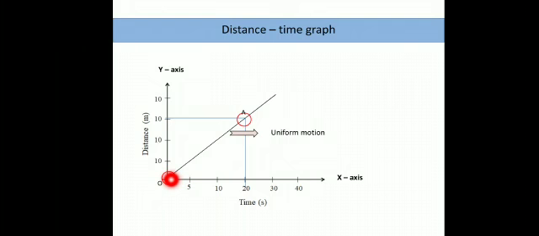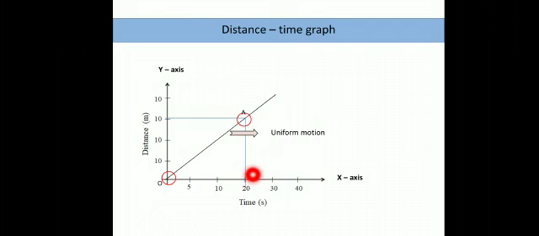Then the vehicle started moving. The vehicle has traveled a distance of 10 meters in 5 seconds. Then the vehicle has traveled a distance of 20 meters in 10 seconds. Then the vehicle has traveled a distance of 30 meters in 20 seconds, right?